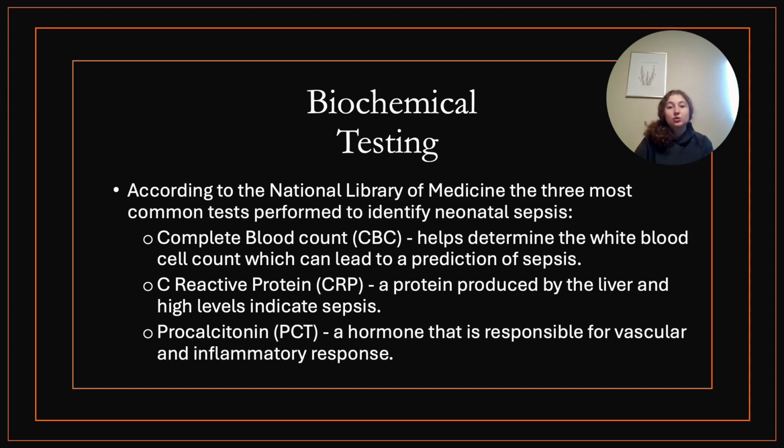Results for this test normally take 24 hours, so it isn't great for early detection of the disease, which is what is needed for this. But it can be helpful for a definitive diagnosis. Normal levels for infants are between 2 and 5 milligrams per liter, so anything higher than that is likely an indicator for sepsis. The last test is procalcitonin, or PCT, which is a hormone responsible for vascular and inflammatory response. PCT levels can be high in cases other than sepsis, so it can sometimes be inconclusive, but completed with the other two tests will show a likely diagnosis of sepsis.